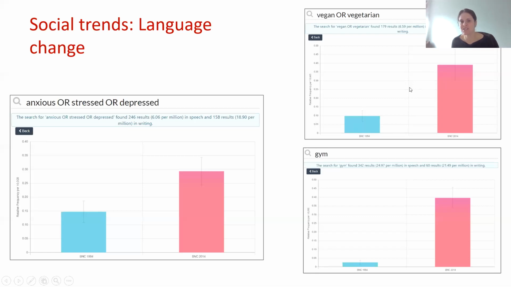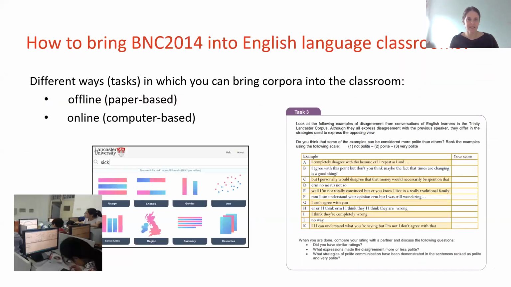And there are similar trends related to, for example, words such as vegan, vegetarian, gym. Again, this unfortunately does not mean that people may be going to the gym more often, but it may reflect something more related to our lifestyle and attitudes towards language or social values. So all things that can be explored with BNClab.